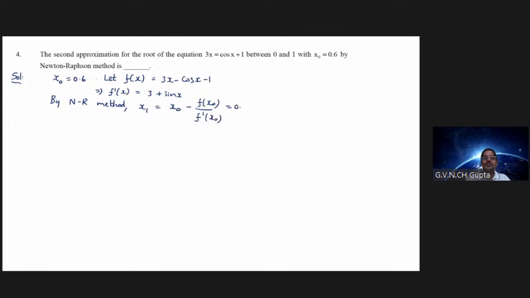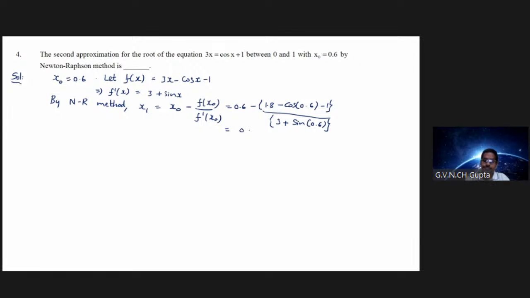So what is x naught? 0.6 minus what is f of x naught? In f of x, put x is equal to 0.6. So 3 into 0.6, 1.8 minus cos 0.6 minus 1, divided by, in f dash x, put x naught, that is 0.6, so 3 plus sine 0.6. Convert your calculator mode to radians because of the sine and cos trigonometric terms.